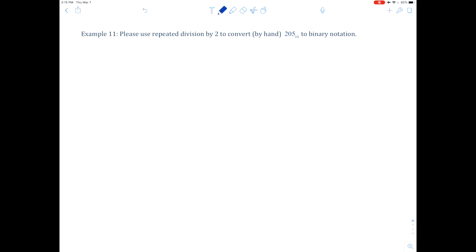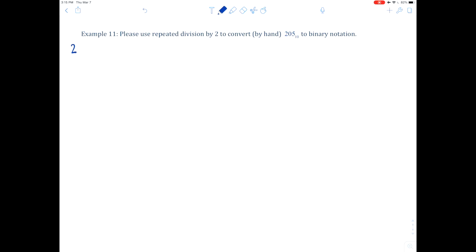All right. So there's a lot of computer science people in here, and you probably already know this, but we'll take a look at it anyway. So here we go. We want to convert 205 in base 10, that's what the lowered subscript means, to binary notation. So we want to basically convert to base 2, which is why we would use repeated division by 2 to make this conversion. All right.